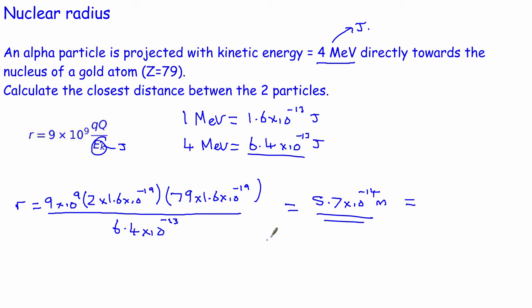Very often we express nuclear distance in terms of femtometers, where 1 femtometer is equal to 1 times 10 to the minus 15 meters. So this would actually be 57 femtometers. Just as a comparison, other experiments have been done on gold, and the agreed radius of a nucleus of gold is actually 6.5 femtometers. Compared with our 57 femtometers, this is nearly 10 times bigger, so this approach isn't particularly accurate.